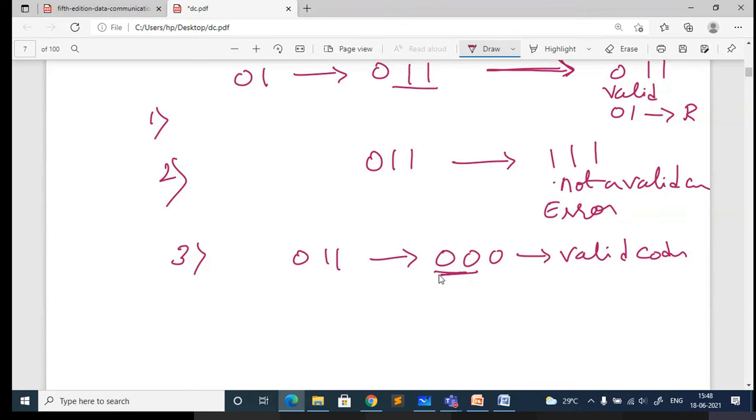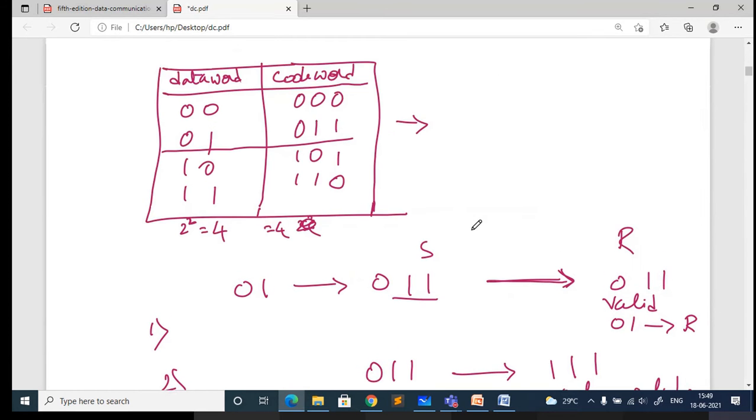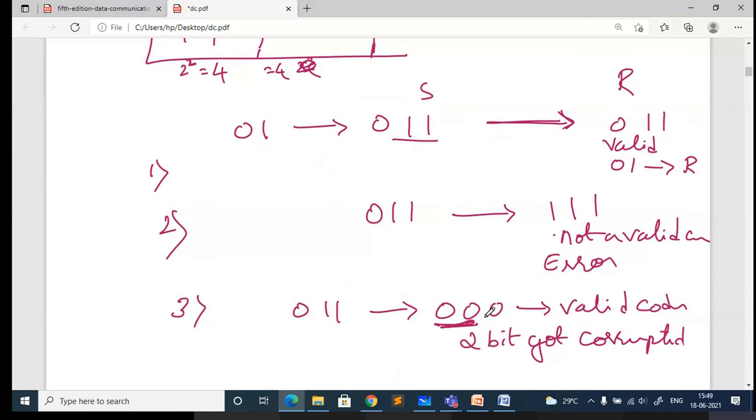Is it correct actually? The data that should be delivered to the receiver is 01, but here 2 bits got corrupted. So with these methods, if more than 1 bit gets corrupted, it may match with one of the valid code words. In that case, the error may go undetected. The error is not detected when more than 1 bit got corrupted.